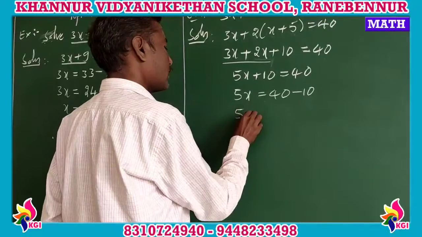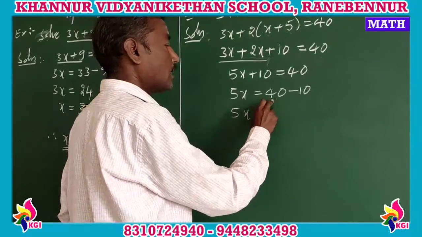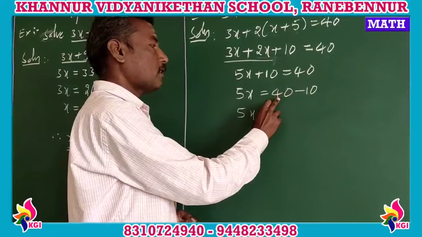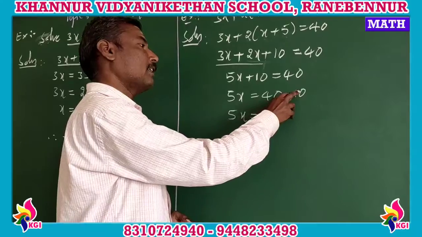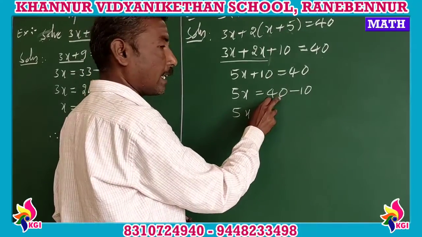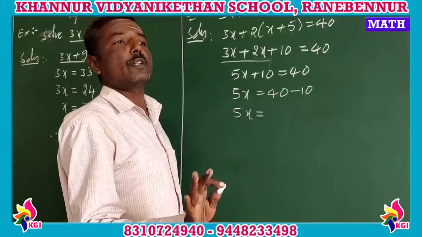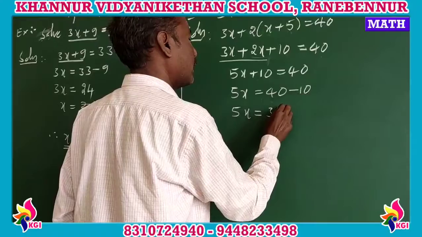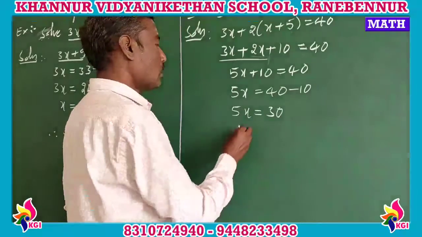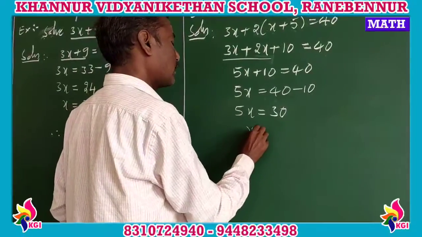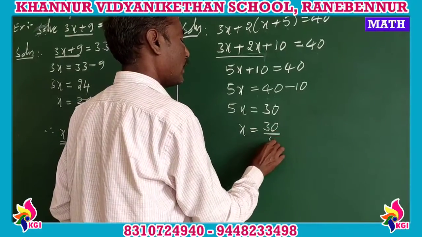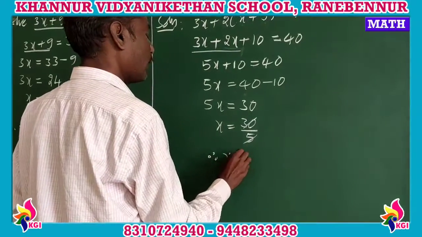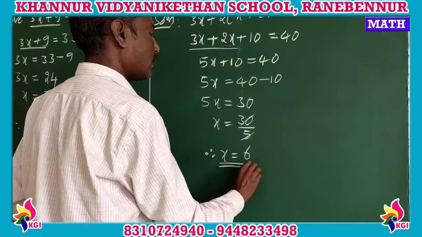So 5x is equal to 40 minus 10. Here one is a positive integer and the other is a negative integer. When a negative integer is subtracted from a positive integer, the result is positive because the positive integer is greater. So 40 minus 10 becomes 30. Once again it is a monomial term. So x is equal to 30 by 5, 5 ones are 5, 5 sixes are 30. Therefore the value of the variable x becomes 6.